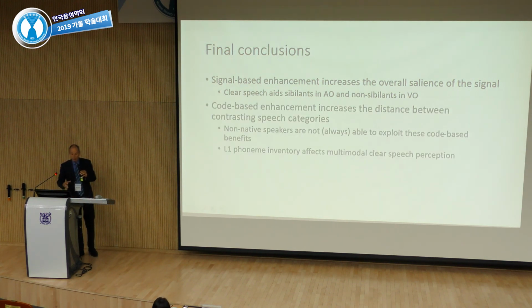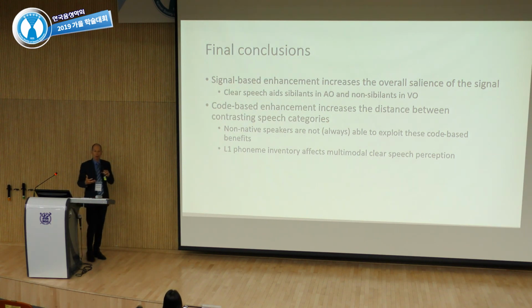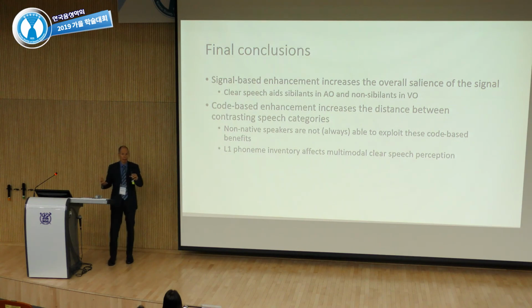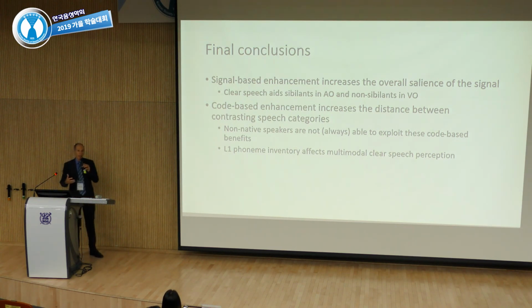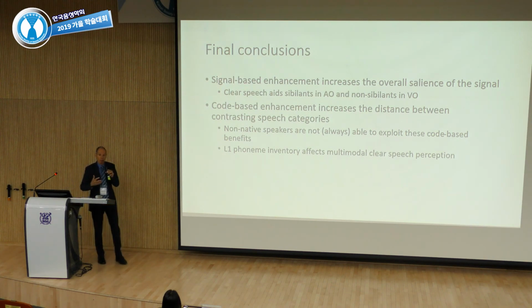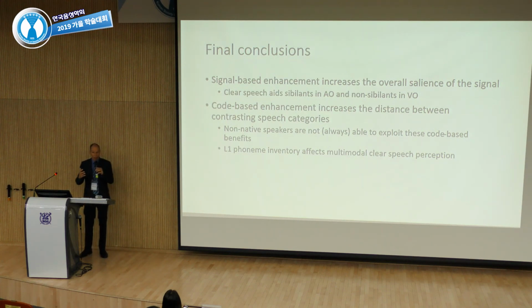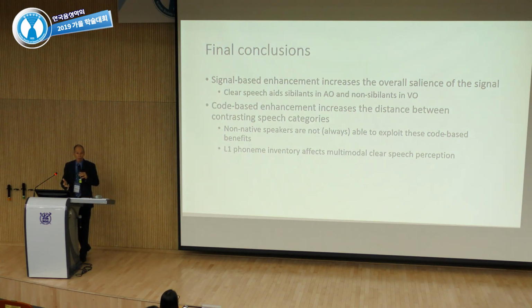Okay. Now, code-based enhancements, you have to be a little bit careful sometimes. What you want to do is increase the distance between contrasting categories, but of course you don't want to go so far that you start having confusions, right? So if you apply global enhancements, you make everything longer, you may actually ruin the contrast between certain categories. So there are certain constraints on the process. And what we see is that non-native speakers are not always able to exploit these code-based benefits. Okay. And we also saw that the L1 phoneme inventory affects multimodal clear perception.